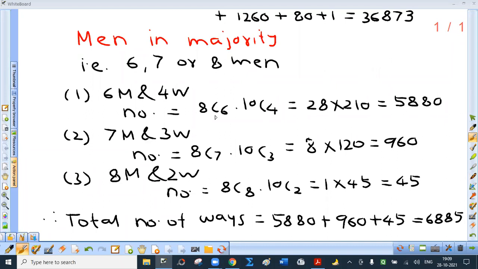So what is the number? 8C6 into 10C4, 5880. Second possibility, 7 men and 3 women. Now 7 men out of 8 and 3 women out of 10. So number is 960. Third possibility, 8 men out of 8, one way, and 2 women out of 10, 45 ways. So total number is 45. So considering these 3 cases, what is total number of ways of selections in which men will be in majority? 6885.